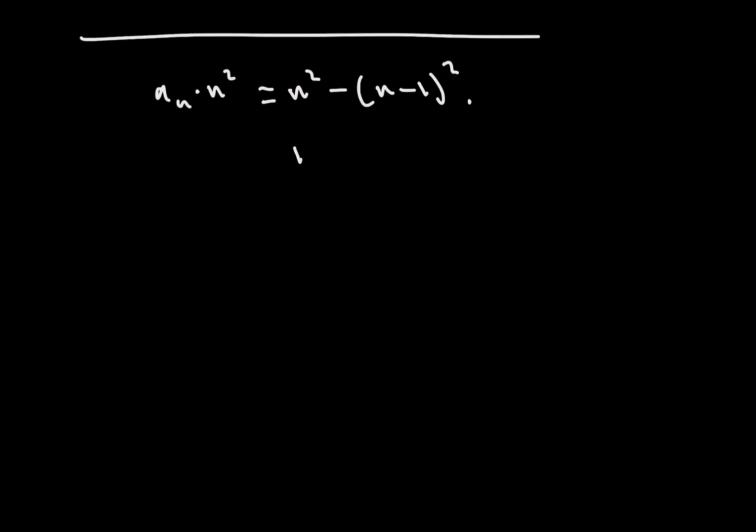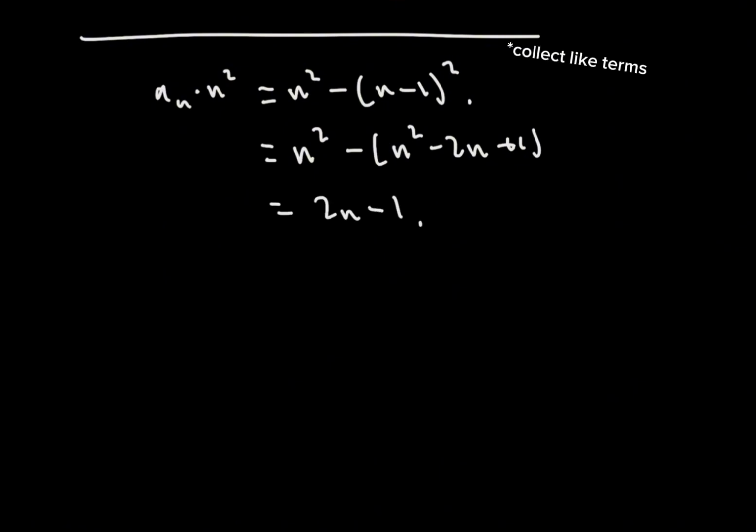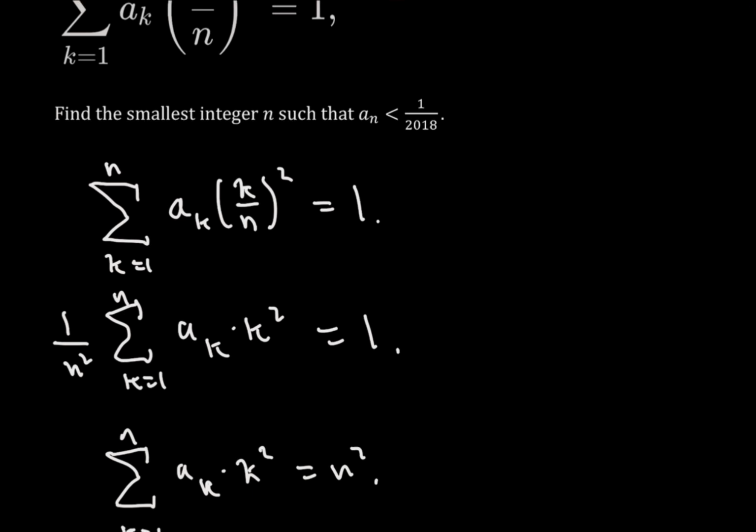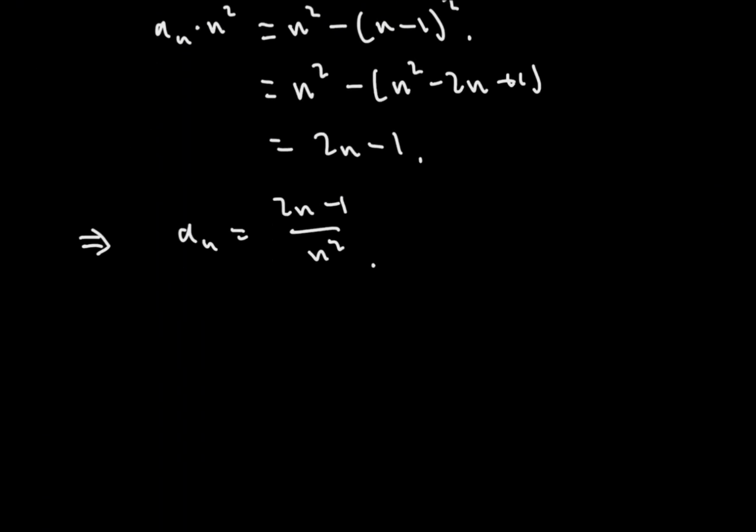If we expand the right-hand side, we get n squared minus n squared minus 2n plus 1, which can be rewritten as 2n minus 1. We can divide both sides by n squared, and this gives that a sub n is equal to (2n minus 1) over n squared. It looks like we're in good shape because we found a sub n in terms of n. Remember that the problem said to find the smallest n such that a sub n is less than 1 over 2018. So we want to find the smallest n such that (2n minus 1) over n squared is less than 1 over 2018.